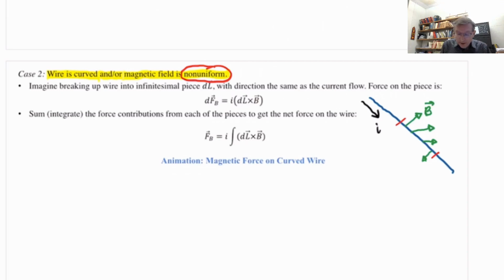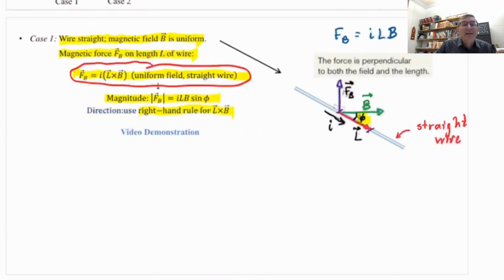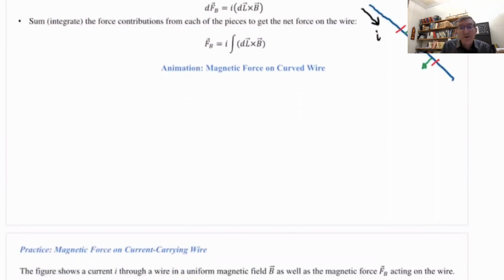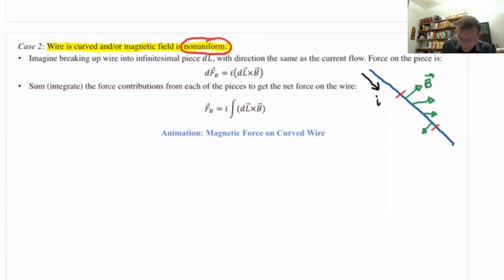Okay? You can't go back up here and just use that formula, I times L cross B, because the B is different at different locations. So you have to do the standard calculus thinking. You have to imagine breaking up the wire into infinitesimal pieces, each with its own little length vector, dl arrow.